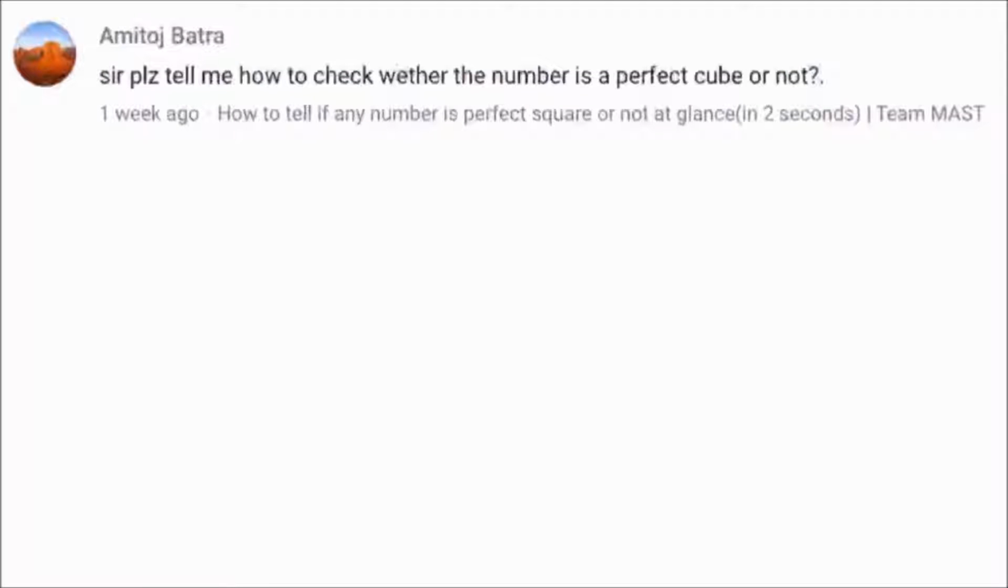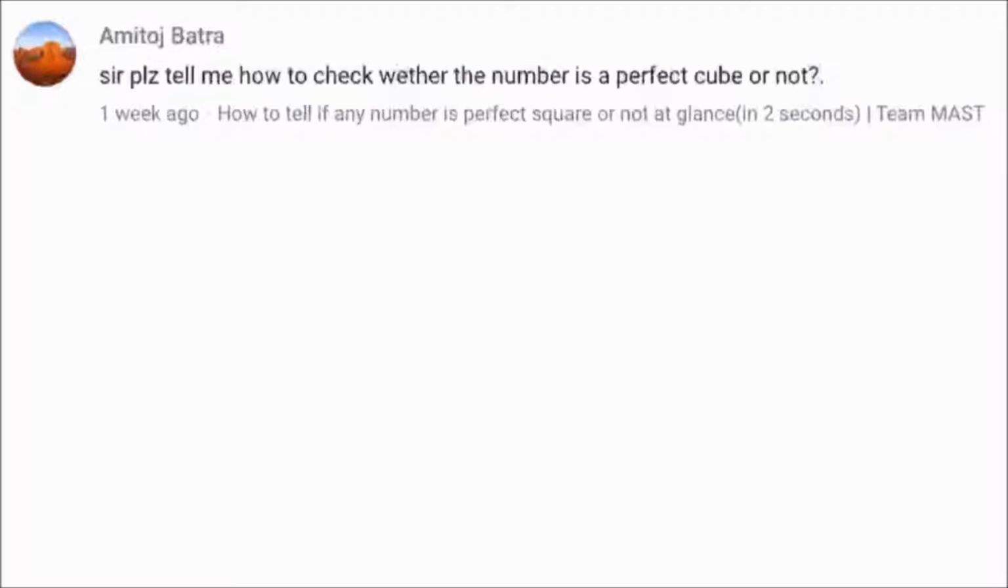So starting with this video, this is one of the recent comments which we got on our video from one of our subscribers who asked us how to check whether a given number is a perfect cube or not. So basically in this video I'm going to discuss the trick to check whether a given number is a perfect cube or not within seconds. Here we go.